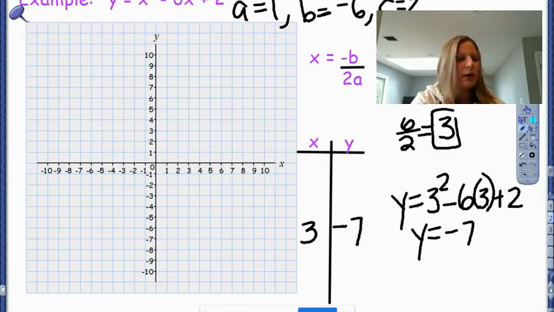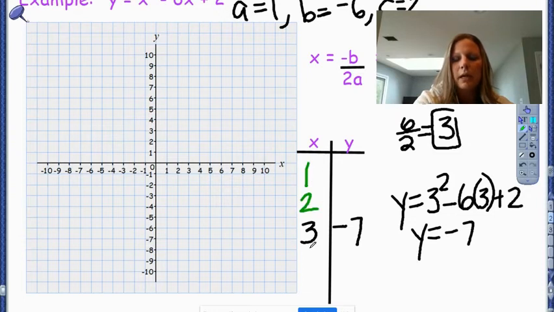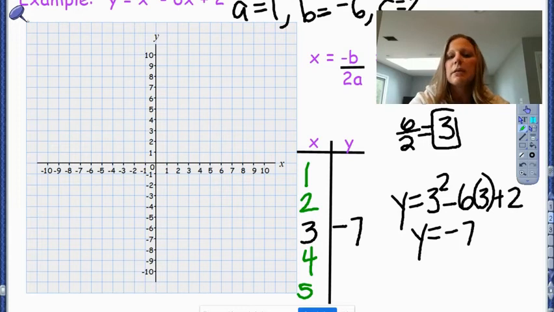Okay. And then it said to do two numbers less than your x value and two numbers greater than. So since my x value is 3, I'm going to go 2 to the left and 2 to the right. I always love working with t-charts because all you have to do with each one of these x values is plug it back into your original equation to figure out your y.